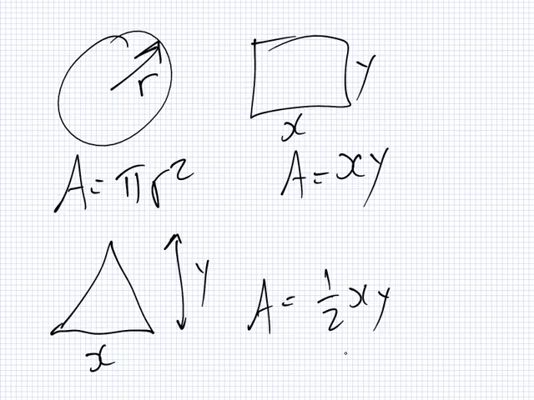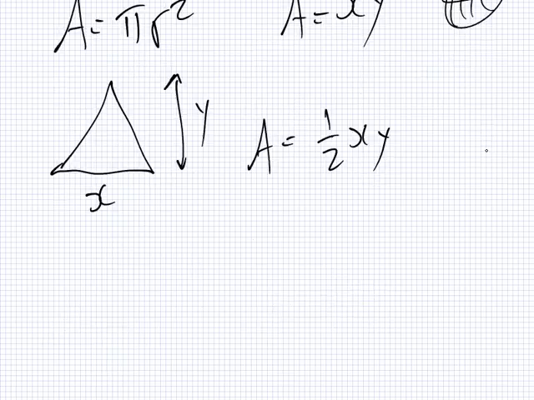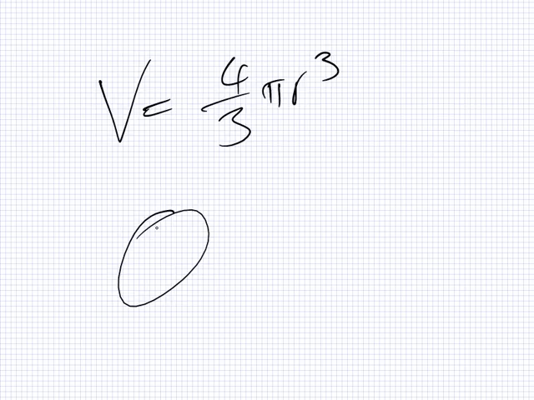What is 4/3 pi r squared? 4/3 pi r cubed is the volume of a sphere, not the area. It was in the first homework. The area of a sphere is 4 pi r squared.